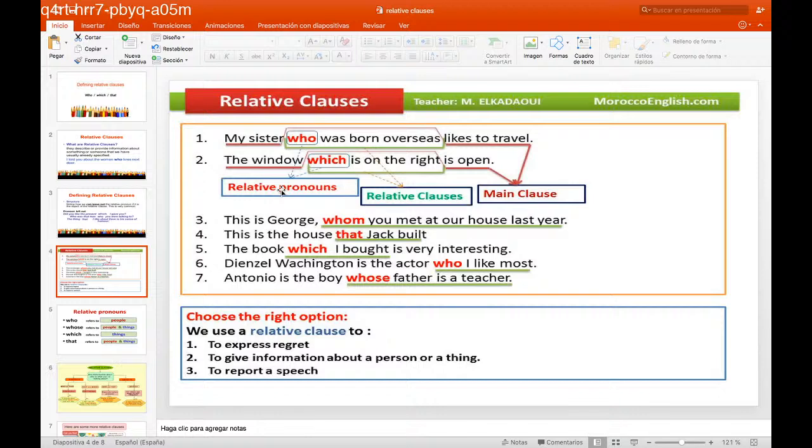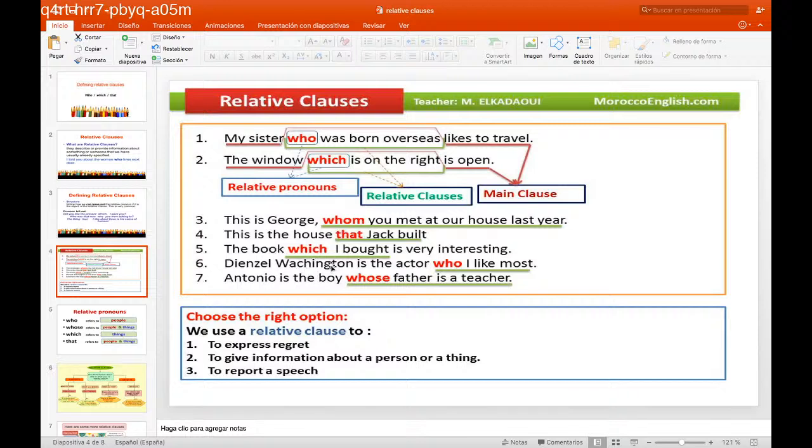So I had two sentences and I joined them into one using the relative clause and the relative pronoun which. Over here, this is the house that Jack built. That means that I had "that is the house" and "Jack built the house", as an example, right? I joined those two sentences into just one using the correct relative pronoun.